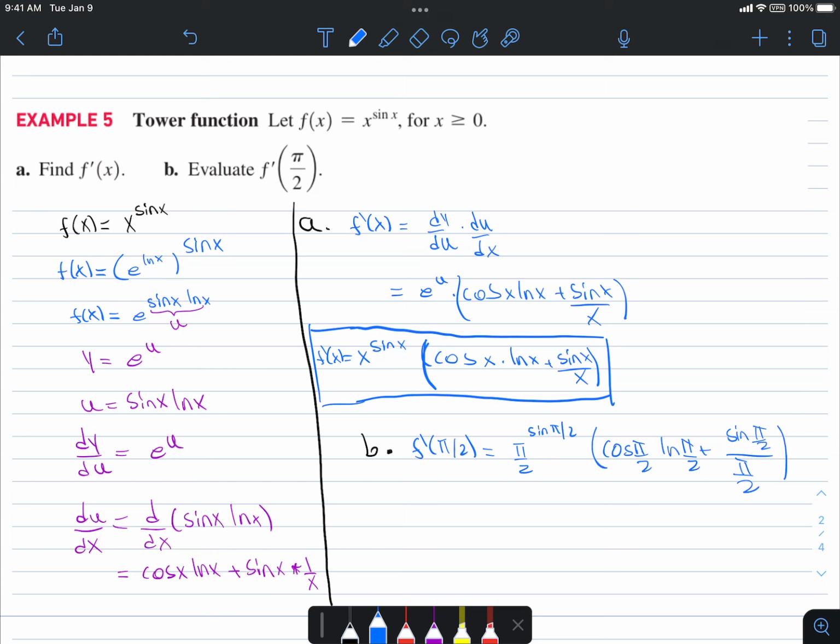If you remember where pi over 2 lives in the unit circle, pi over 2 is 90 degrees, so it lives over there. Sine is the y-coordinate, cosine is the x-coordinate. So this is the point 0, 1. So the sine of pi over 2 is 1. The cosine of pi over 2 is 0. So that will be pi over 2 raised to the first power times 0 times ln of pi over 2. So that's going to be 0 anyway. I won't need that. And the sine is 1 over pi over 2.